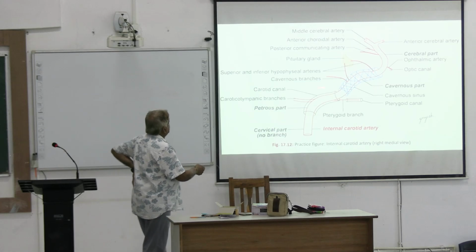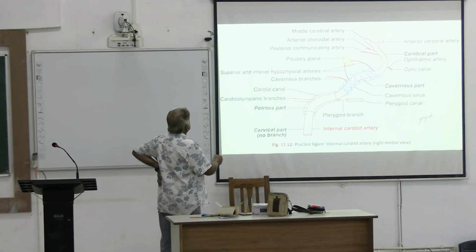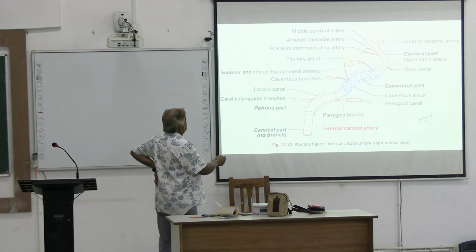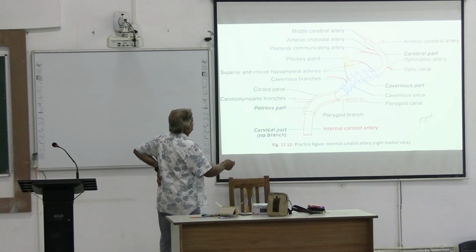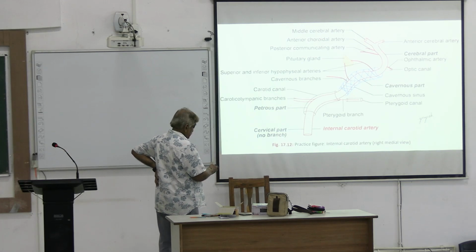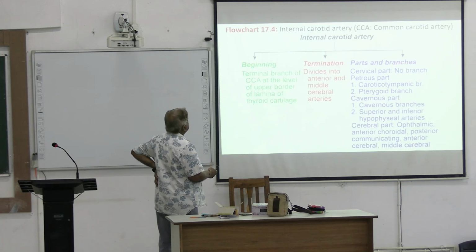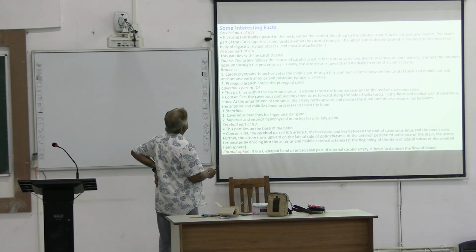And then this is the cavernous part, cavernous branches. The superior hypophyseal artery supplies the pituitary gland. See, middle cerebral artery, anterior cerebral artery, posterior communicating branch, anterior choroidal branch, cerebral part, ophthalmic artery and optic canal. It's all repetition.